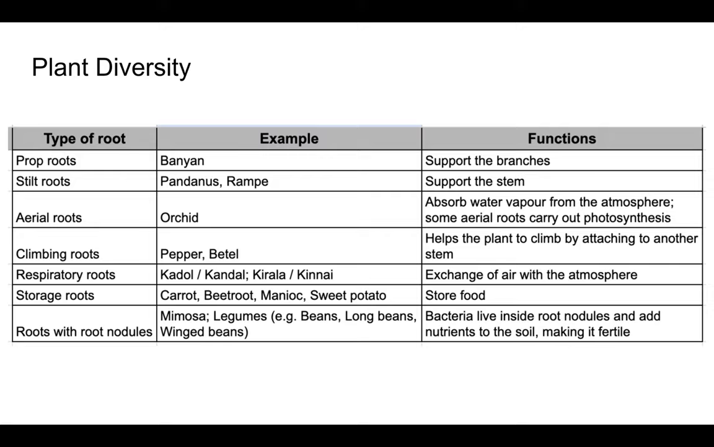Roots with root nodules. We can find them in mimosa, beans, long beans, and winged beans. What is the function? Bacteria live inside the root nodules and add nutrition to the soil, making it fertile. In the mimosa plant, there is a special bacterium called rhizobium. The plant can't absorb nitrogen from the atmosphere, so the rhizobium bacteria absorb the nitrogen from the atmosphere and nourish the soil, making it fertile.